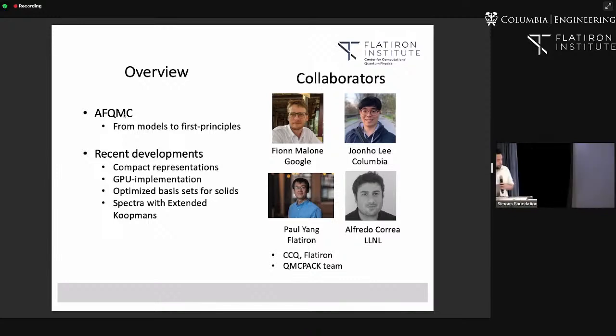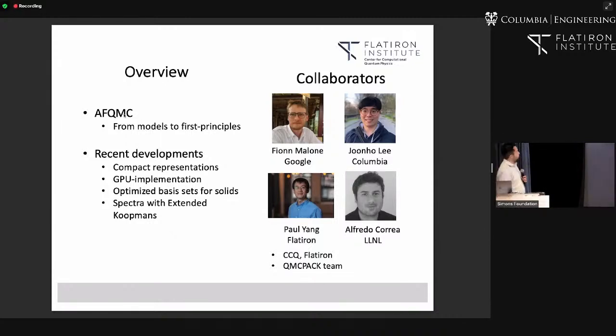In terms of what I'm going to be talking about, I'm going to focus on describing auxiliary field and essentially the steps, or all the work that needs to be done, to take it from a method that is typically applied to model Hamiltonians to a method that now can handle materials in well-converged calculations. Then I'm going to describe recent developments that we've been fighting with over the last few years to make this a reality.